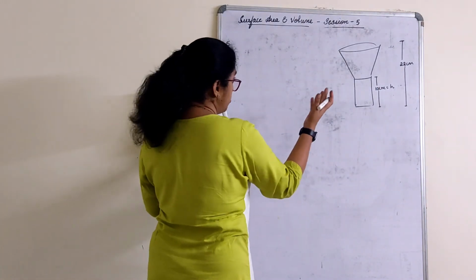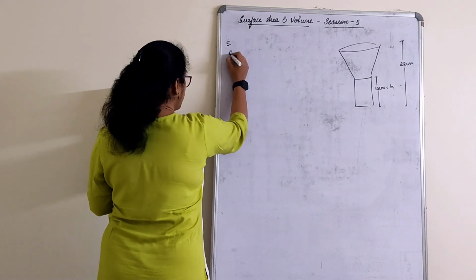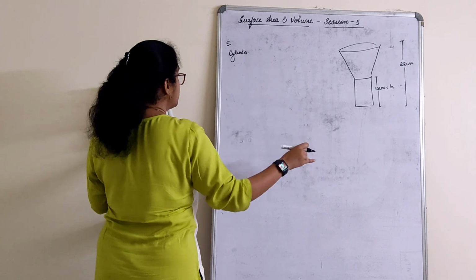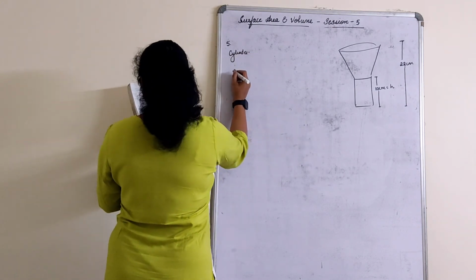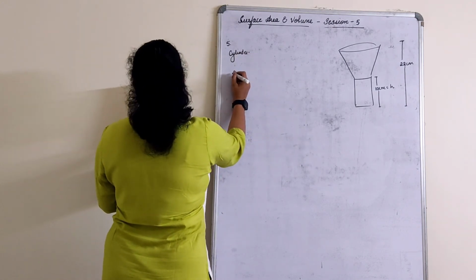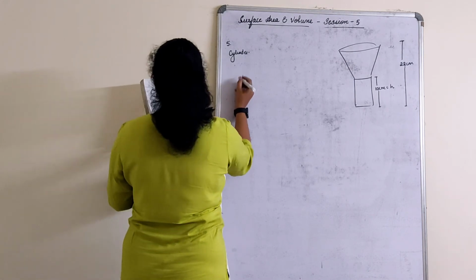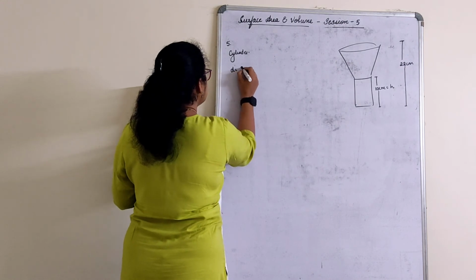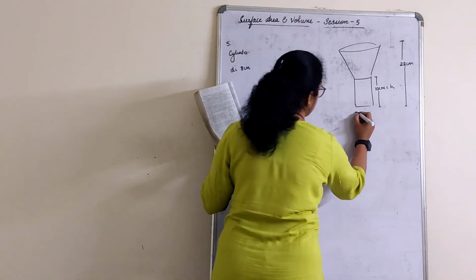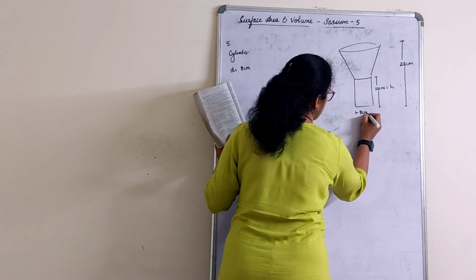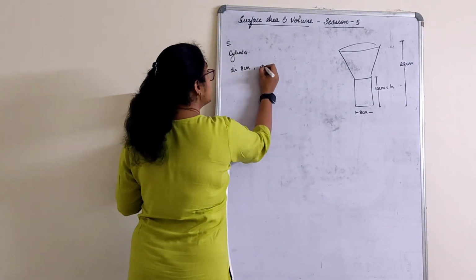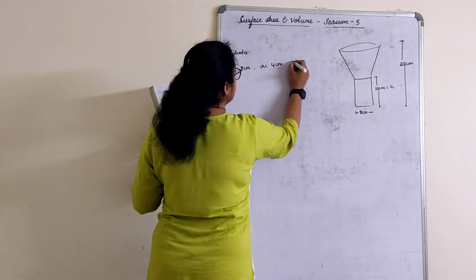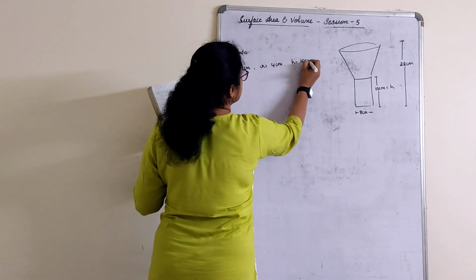Then the cylindrical portion. Let us start writing the dimensions now. First we'll write about the cylinder. If the total height is 22, the diameter of the cylindrical portion is 8 centimeter. So the cylinder diameter is 8 centimeter, this part. Therefore, radius is 4 centimeter. Height of the cylinder is anyhow given as 10 centimeter.